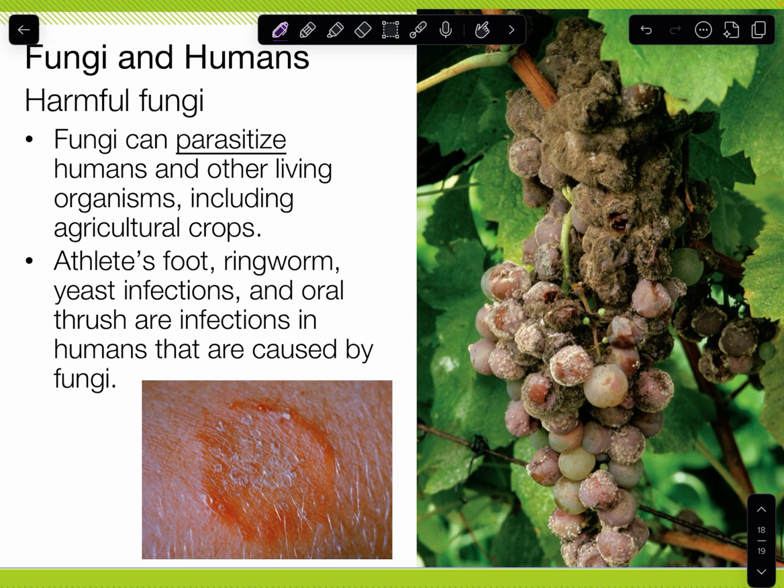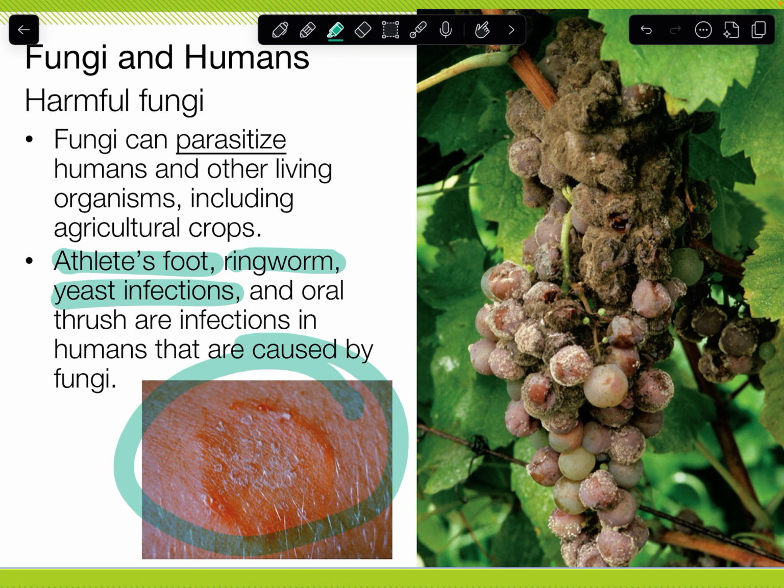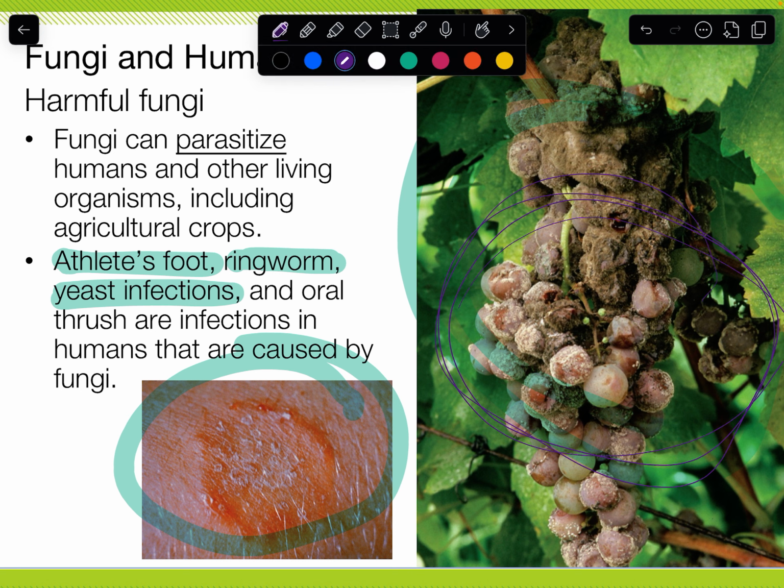But we can also have harmful fungi. We can have fungi that are parasites to humans and other organisms and crops. Some examples of harmful fungi would be athlete's foot. Ringworm is also a fungus. Yeast infections, all of these things would be caused by a fungus. So this is a picture of ringworm. We have here a fungal infection of some grapes. And so we do have some bad fungi that can be harmful, because they can be parasites.